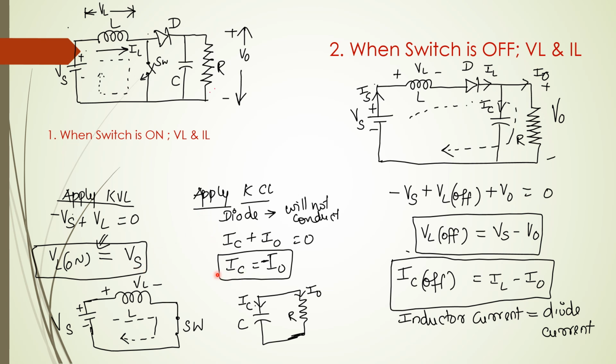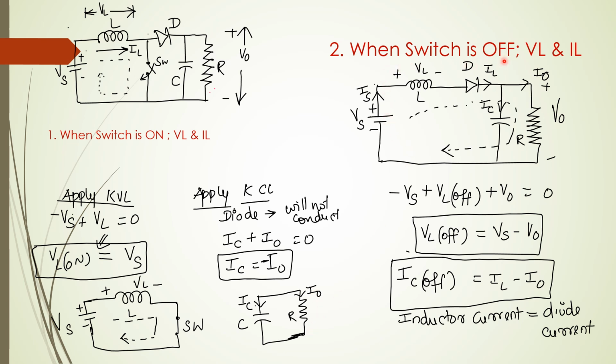Likewise, when we apply KCL, we'll get IC plus I0 equal to 0 because the diode is not conducting, and hence we'll get this value. This is how we get it. Because the diode is not conducting, we'll have only this, and so the current flowing through this is just the inductor current. Capacitor current is equal to minus of the output current.